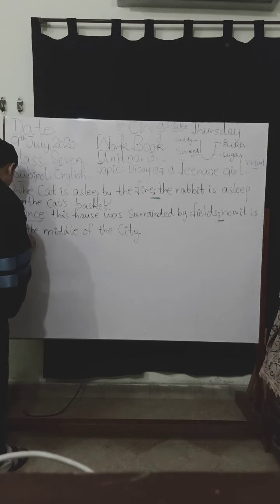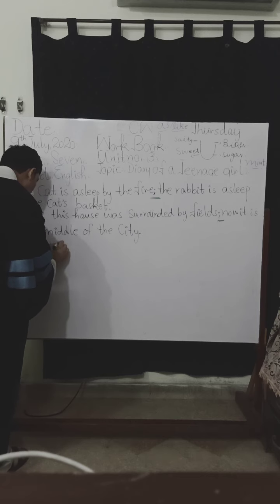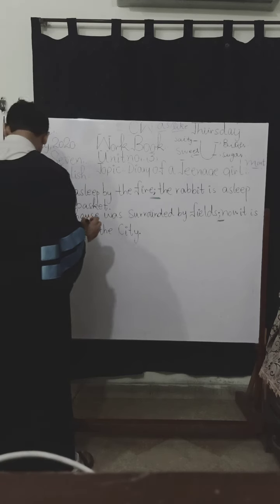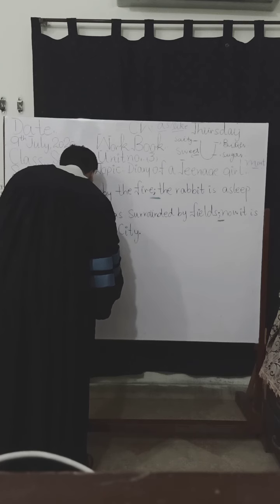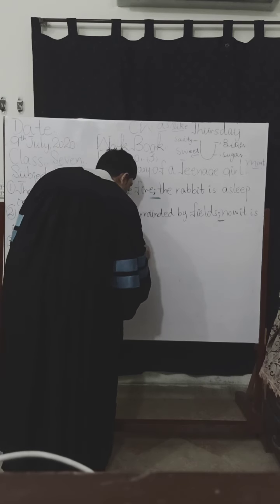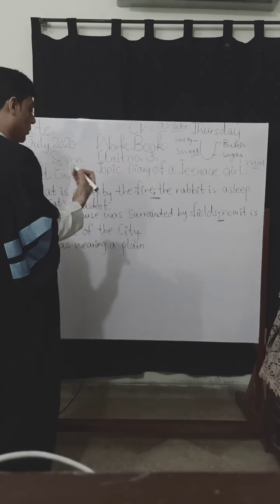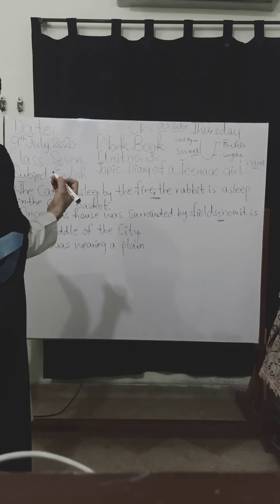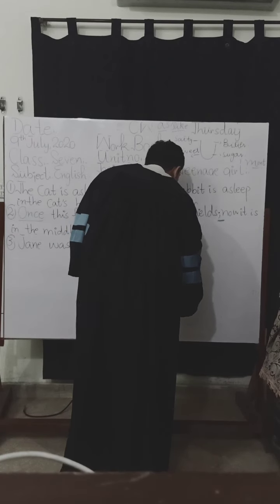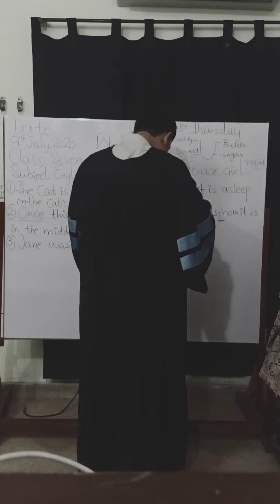Number three: Jane, with a capital J, is a name, a noun. Jane was wearing a plain, P-L-A-I-N, smooth, brown dress. Note that it's a homophone of the word for aeroplane, P-L-A-N-E. Color: brown dress, semicolon.